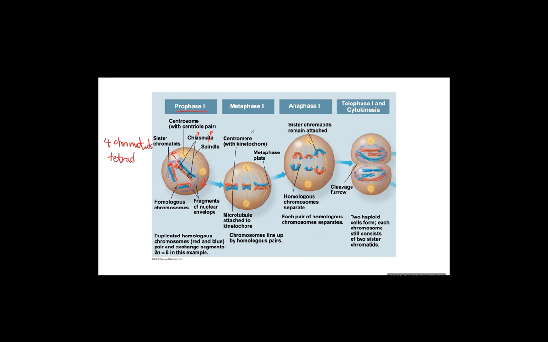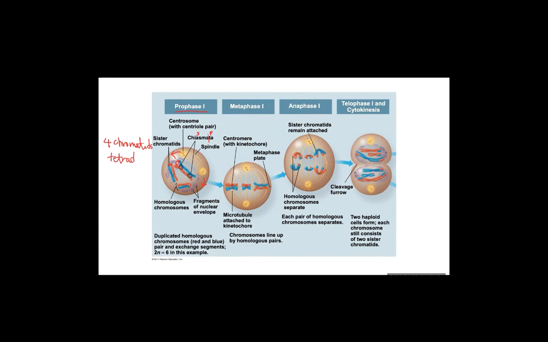When you move to metaphase 1, a pair of homologous chromosomes lines up on the equatorial plane at the center of the plane. At that time, the spindle microtubule produced from the centrosome is already attached to the centromere by way of the kinetochore. Kinetochore is a protein complex associated with the centromere region. So you can see the spindle fiber attached to the kinetochore in the centromere region. Chromosomes line up by homologous pair. That is the chromosomal behavior during metaphase 1.